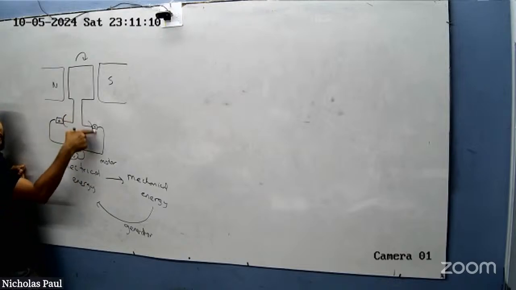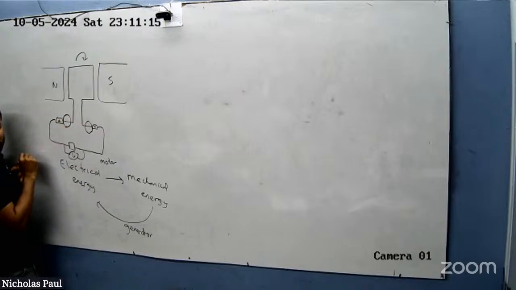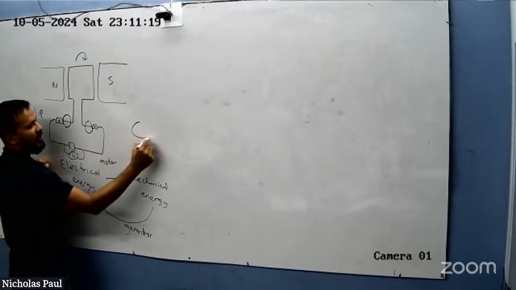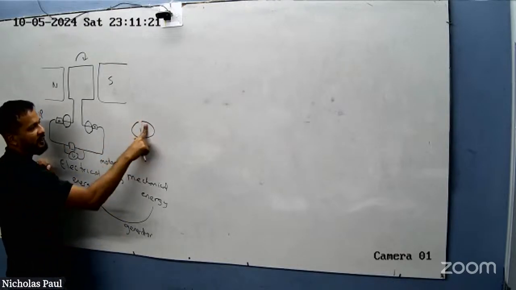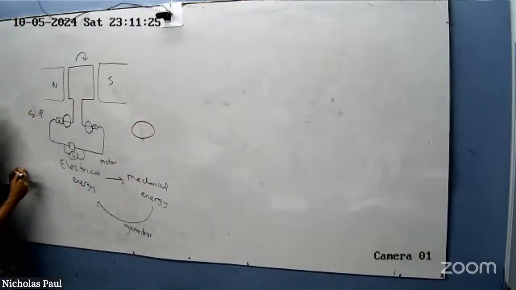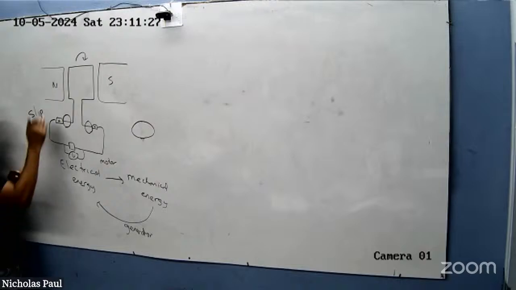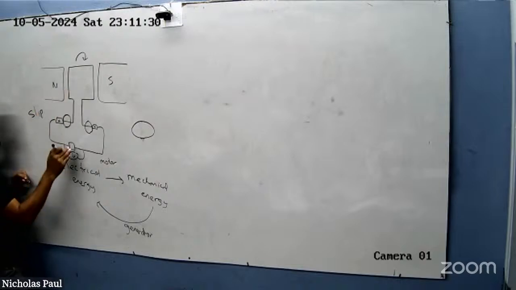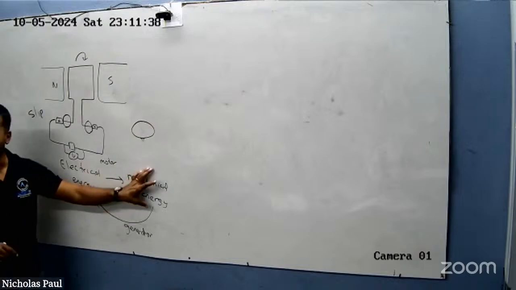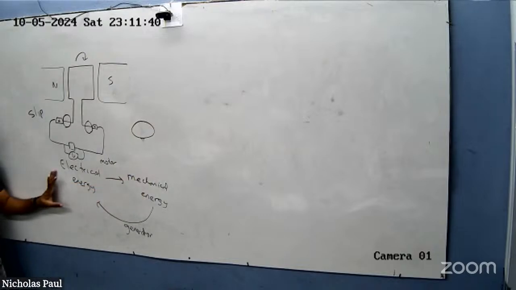We're not using split rings, we're using slip rings now. Split is when you take the ring and split it. Slip is the entire ring, the whole thing. So we're going to apply mechanical energy here and receive electrical energy here. That's the principle behind the generator.